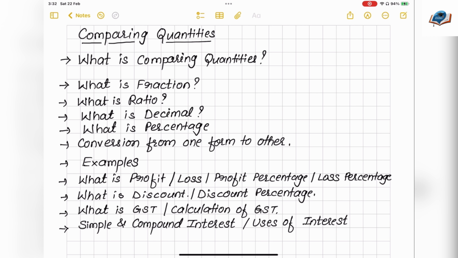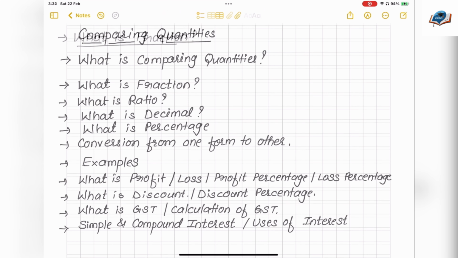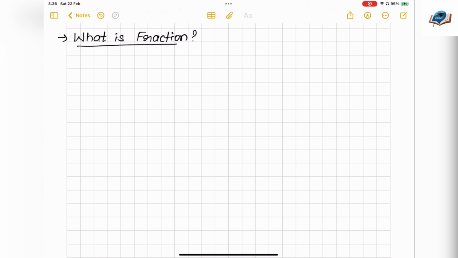But we will be doing in today's session till conversion from one form to other. That is the first main 5 points. And tomorrow we will be doing profit loss, percentage, then discount, GST, and simple and compound interest. Now, let us discuss the first topic, that is what is fraction.